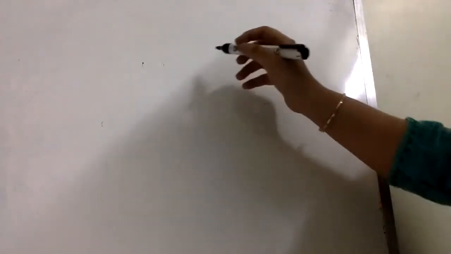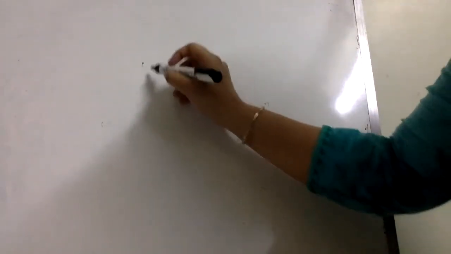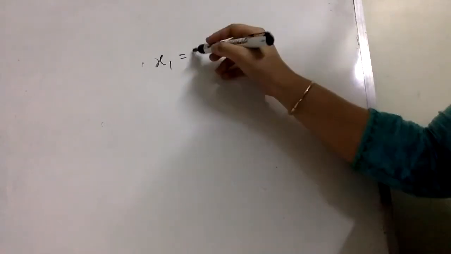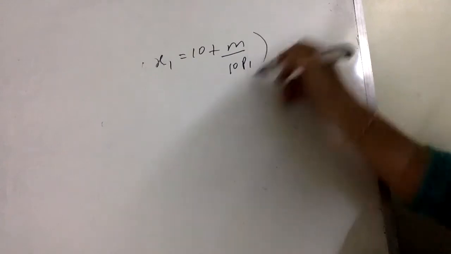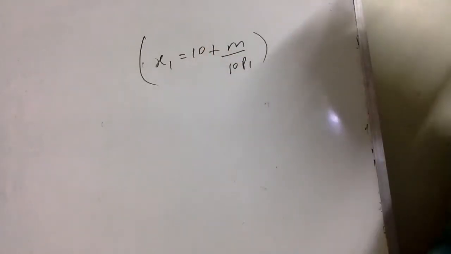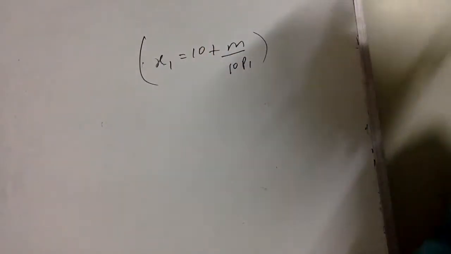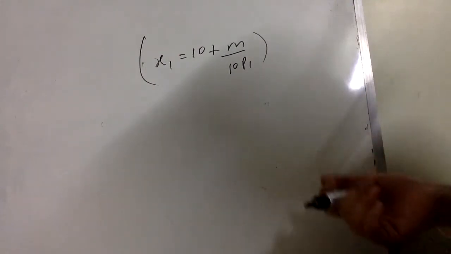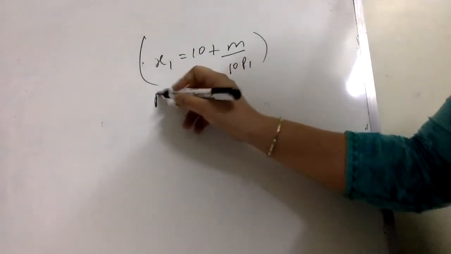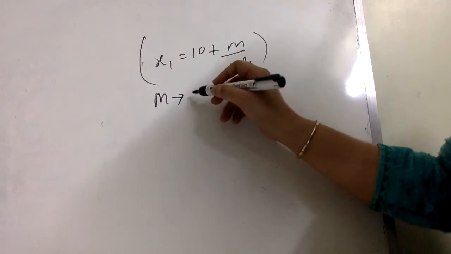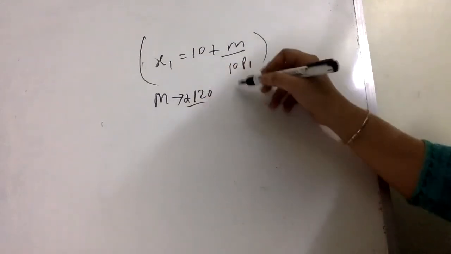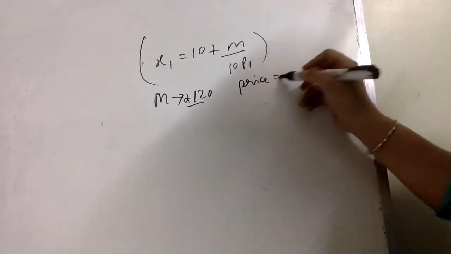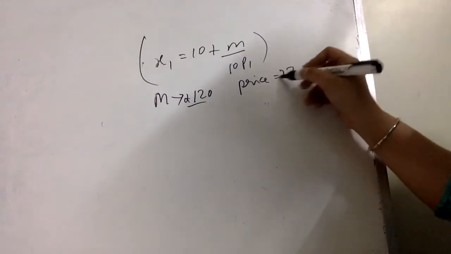Okay, now suppose the demand function is given to us like this: x1 equals 10 plus m by 10 p1. This is simply a demand function which is given to us. We'll understand how substitution and income effect play into the picture. Initially, let's assume the income is 120 rupees. The price of the good, suppose initially, is 3 rupees.